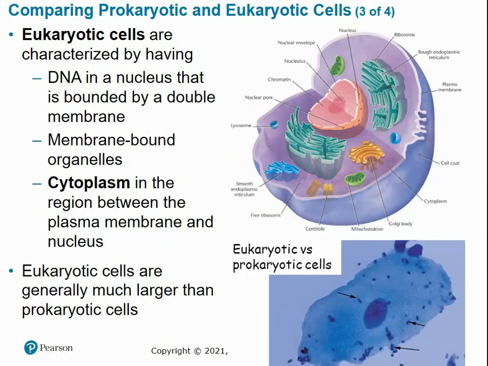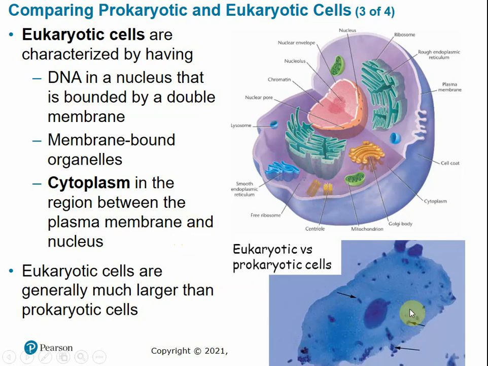The eukaryotic cells are characterized by having a membrane-bound nucleus that contains the DNA. They'll also have some membrane-bound organelles. So the cytoplasm in a eukaryotic cell is bound by the plasma membrane and may or may not have a cell wall. So animal cells, human cells, we don't have a cell wall, but some plant and fungal cells do. And generally, eukaryotic cells are much, much larger than prokaryotic cells.